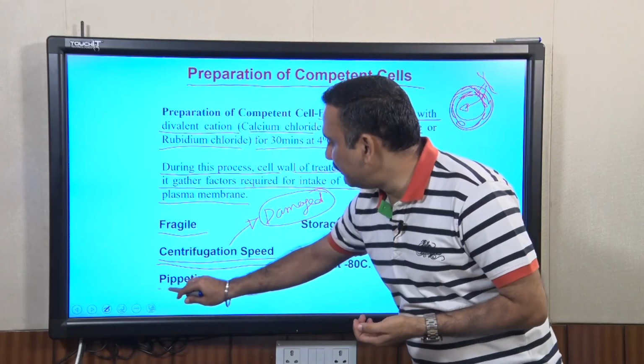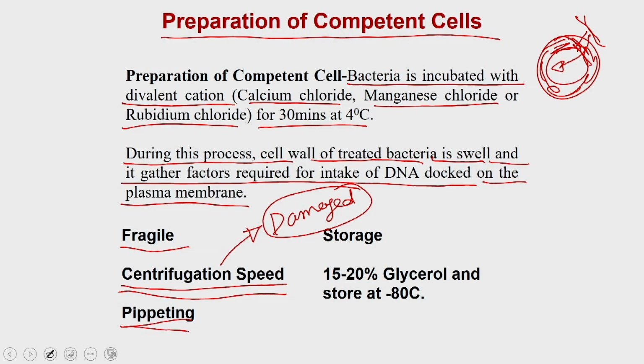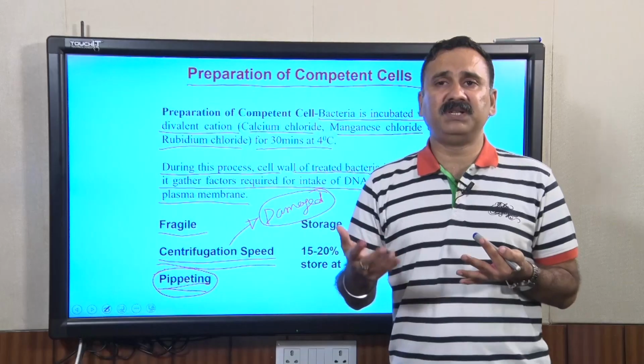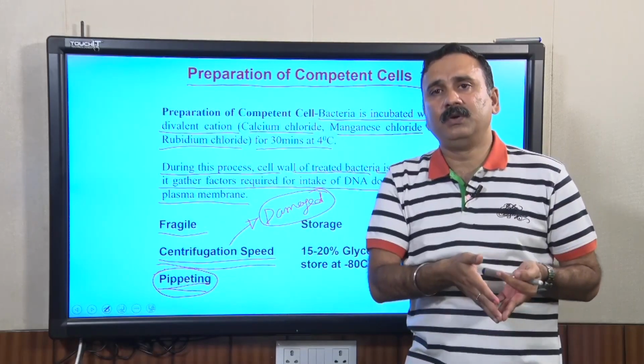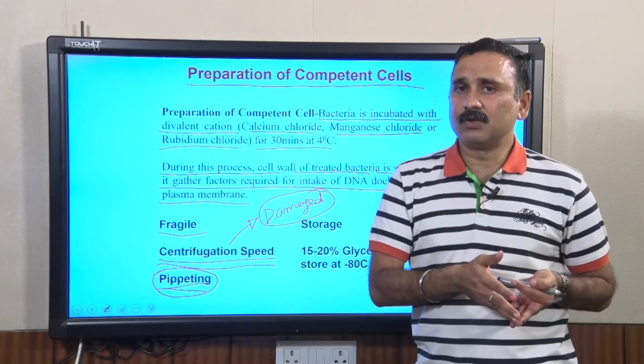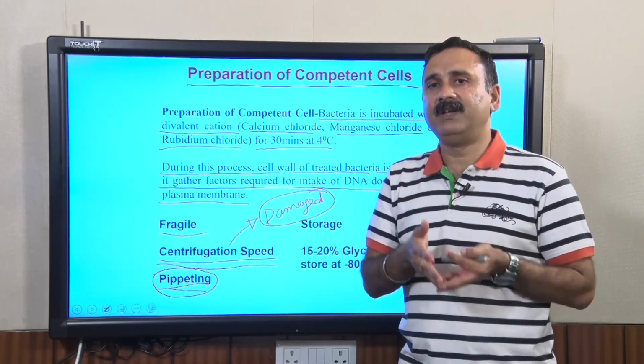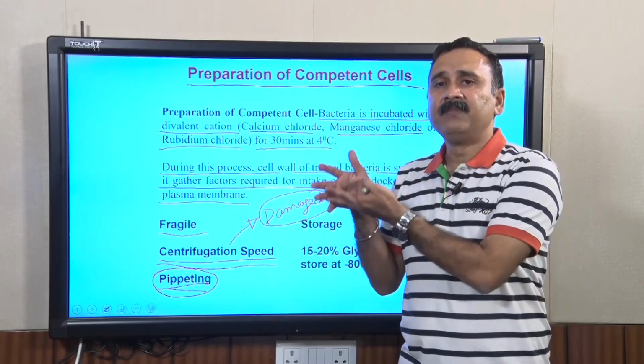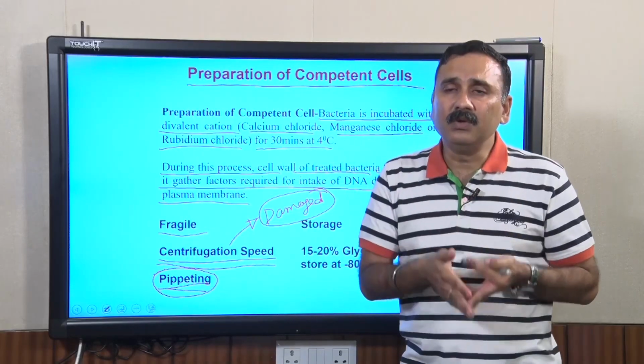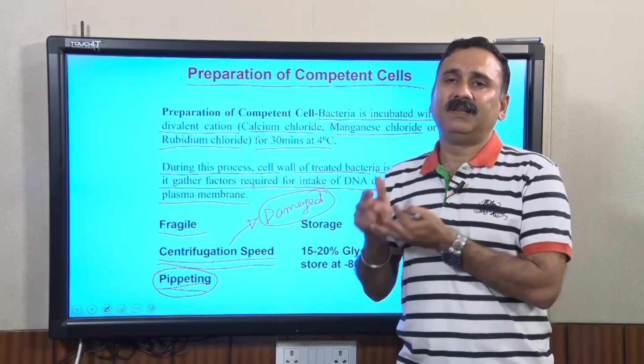Similarly, when you have prepared these competent cells, they are going to be pipetted into small aliquots, because you have to store them for long term storage, or because you have to use them in the future. So, for that you have to aliquot them. That pipetting also has to be done in a gentle manner, so that you do not give them shear stress. Centrifugation gives them shear stress, and pipetting also gives them shear stress, and these are the factors which are eventually going to damage these cells and reduce the ability of these cells to take up the DNA.